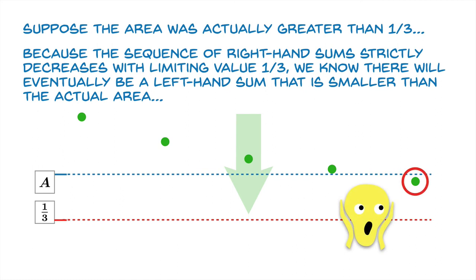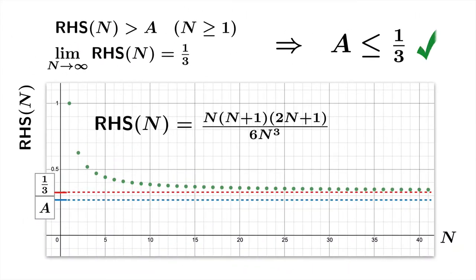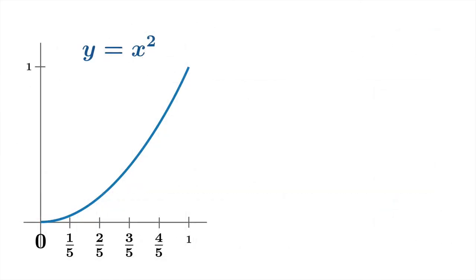But that's a real problem, because at that point you will have found a right-hand sum that's smaller than the actual area, but this contradicts the fact that all right-hand sums are larger than the actual area. That contradiction is what proves that a has to be less than or equal to 1/3, because if you assume that a is greater than 1/3, it leads to a contradiction. All right, so let's go back to our picture.